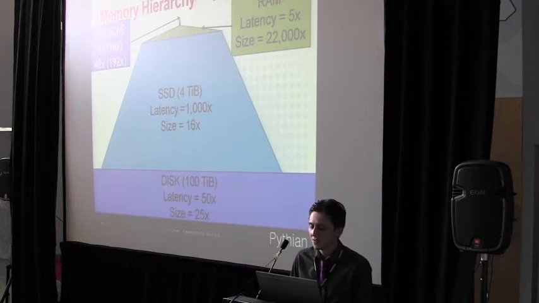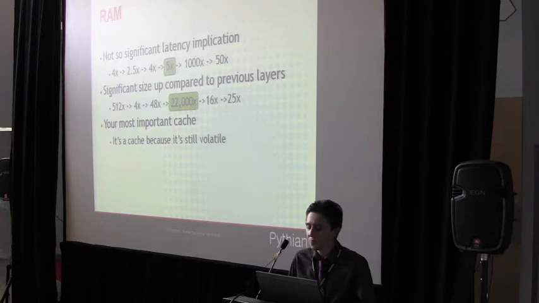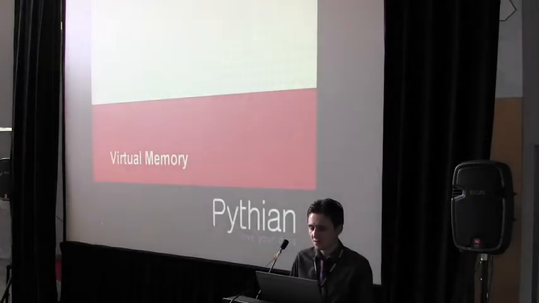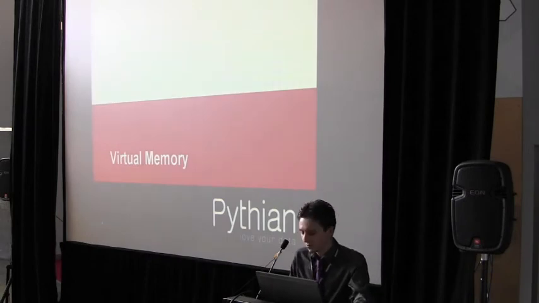Notice that the difference in latency jumps very quickly the moment you leave RAM. So once you leave RAM, latency jumps 1,000 times. Well, so far it was between 4 to 5x between every layer. Here outlines every step. So RAM is your most important cache. So thus we needed to come up with a good way to manage it, and here comes virtual memory.